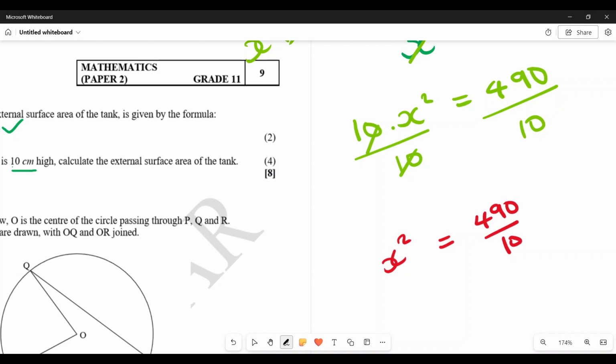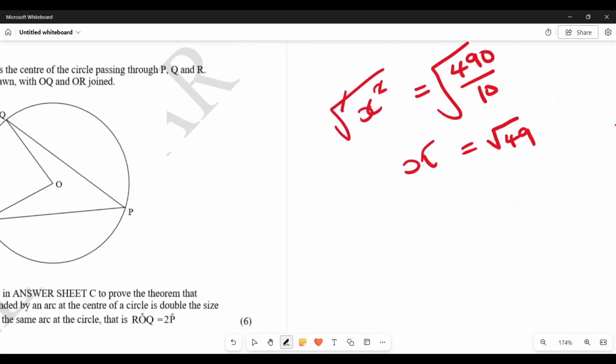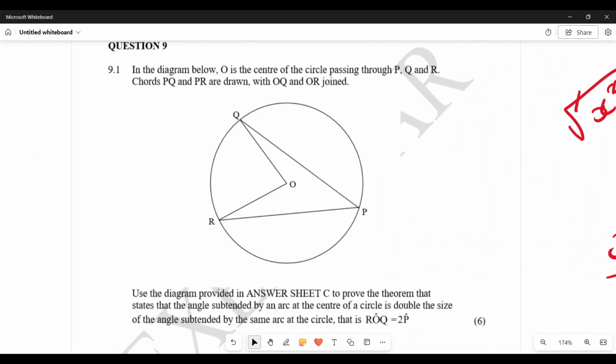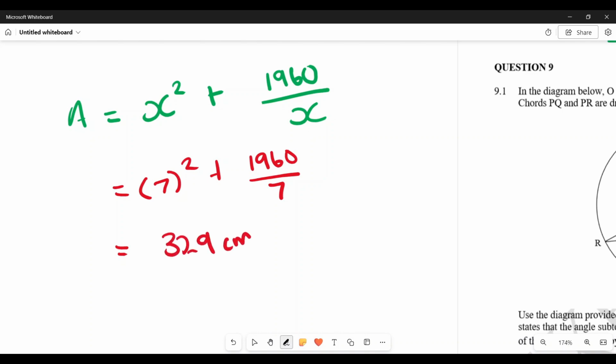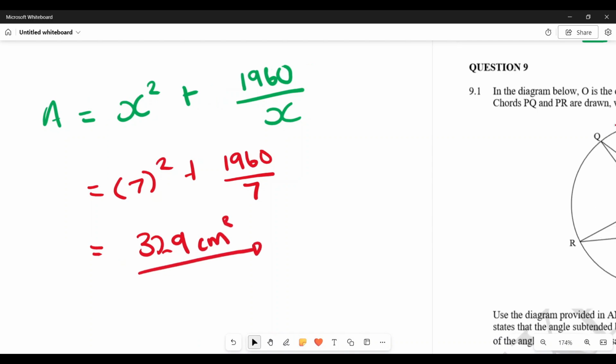Now, to get rid of the squared, I'm going to square root both sides. As a result, my x will be equal to the square root of 49. My x in this instance will be equal to 7. I'm going to take this x and substitute it into my area formula. So this here is 7 squared plus 1960 divided by 7. Punching this into my calculator, I'm going to get my area, which would be equal to 329 centimeters cubed. And this would be my final answer.